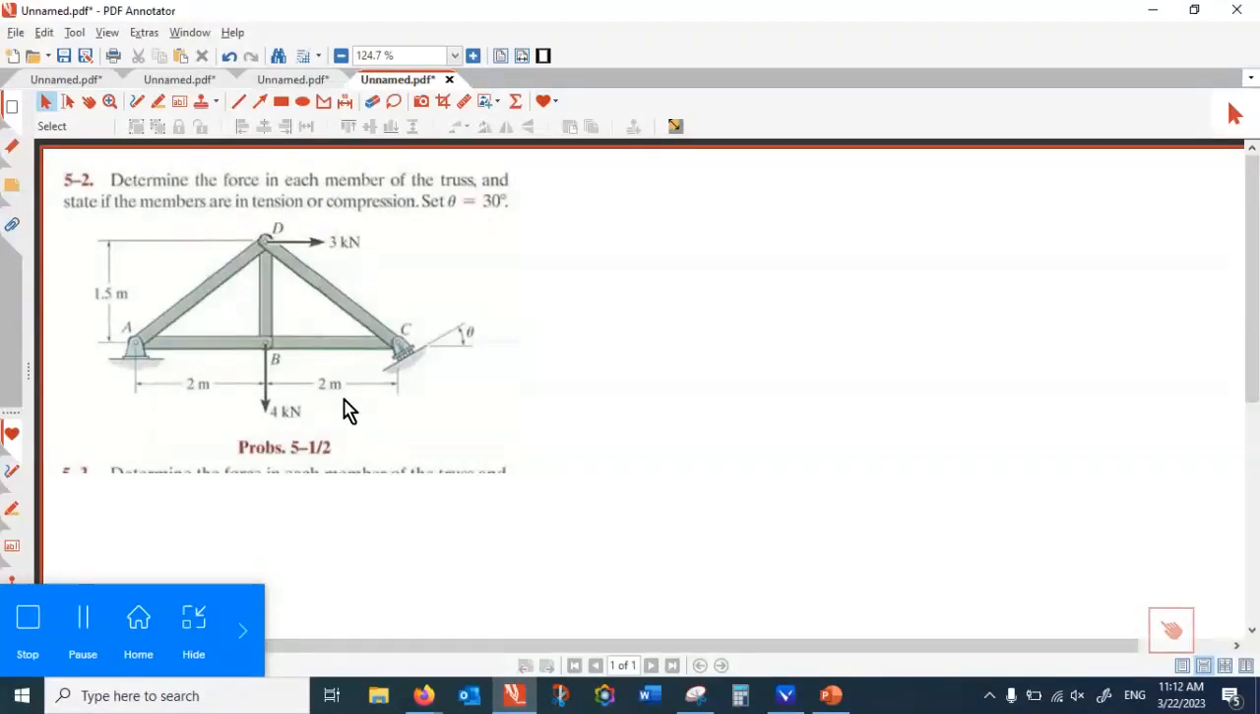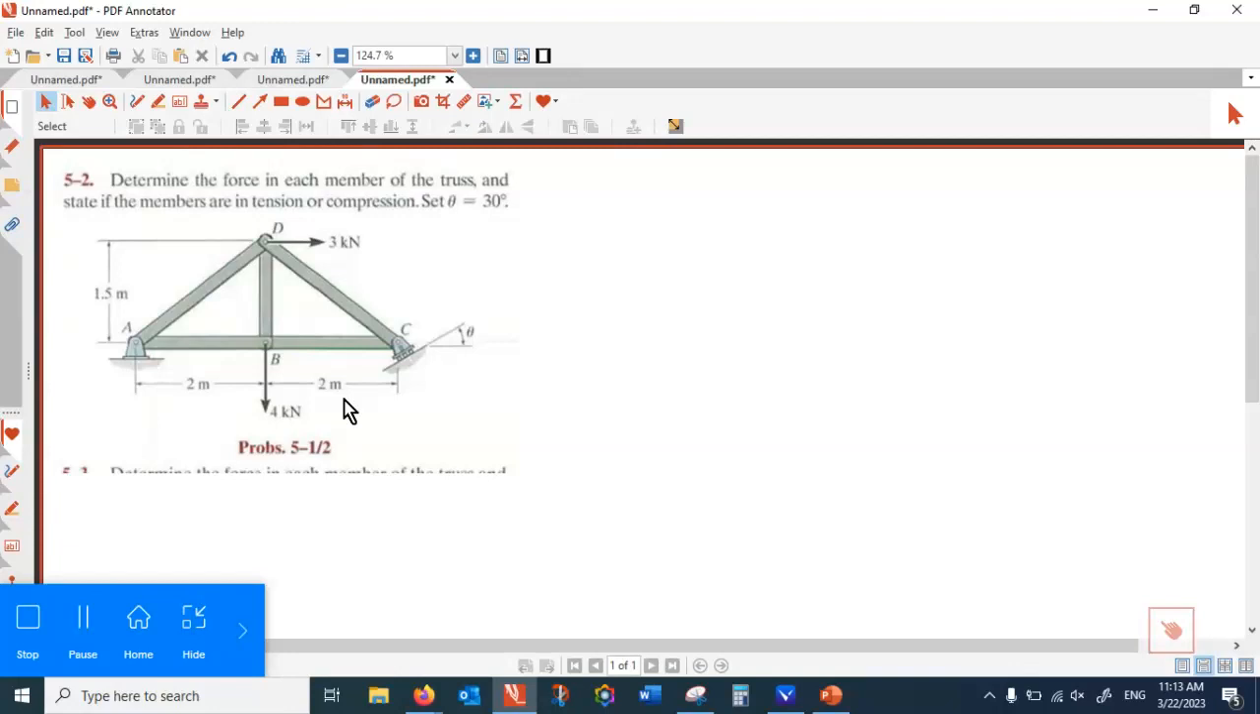1, 2, 3, 4, because A has two reactions. And if I apply method of joint at C, I will have 1, 2, 3. Not solvable. So definitely you can't start this problem by method of joint. You have to start it with something else. Later, maybe you can do a method of joint.